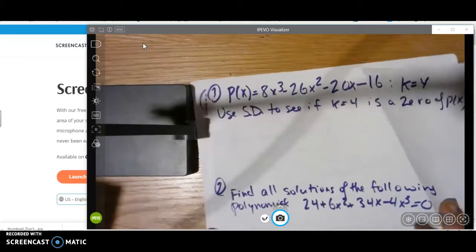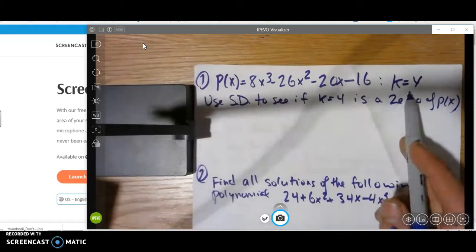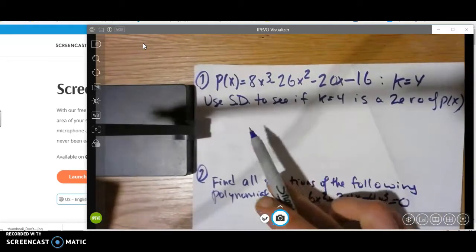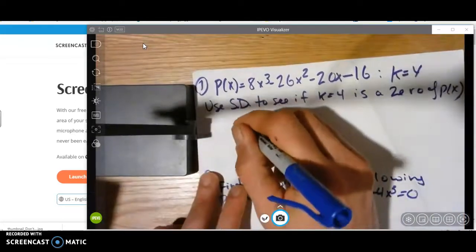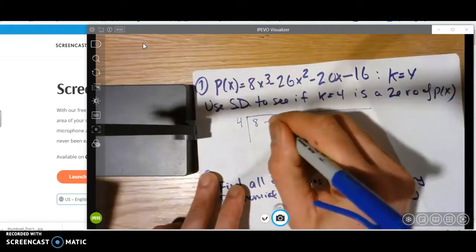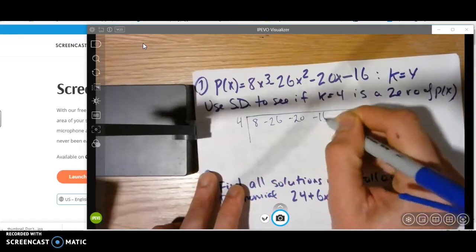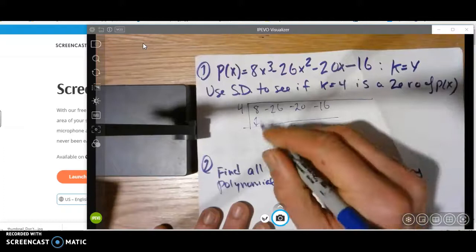We're going to get started with number 1 right here, which has the following polynomial, and it's asking us whether k equals 4 is a 0 of that polynomial. They want us to use synthetic division. So, put a 4 on the outside, put 8, negative 26, negative 20, and negative 16 on the inside, and we perform our synthetic division as we normally would.